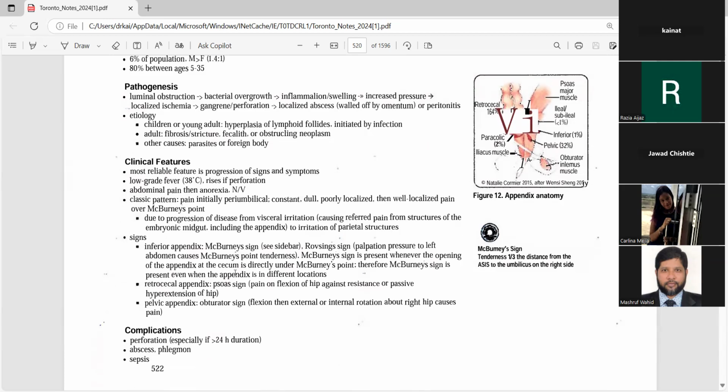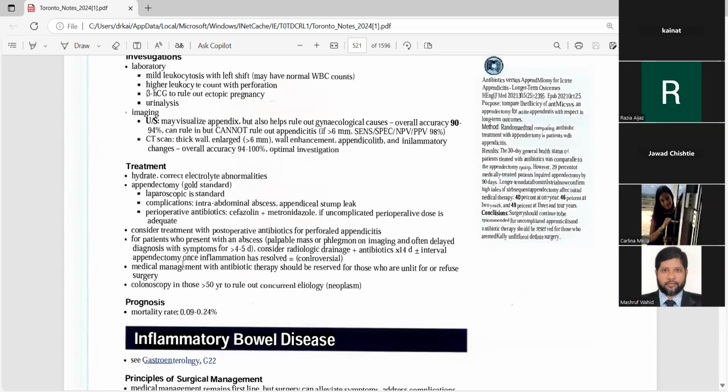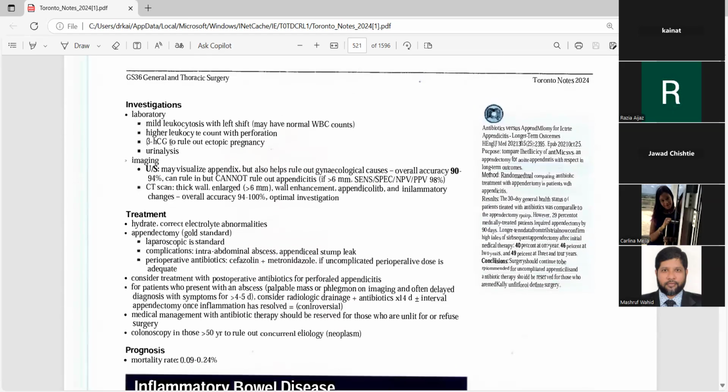Then the McBurney sign, Rovsing sign, rebound tenderness, psoas sign, obturator sign, those are the main important signs. And then complications: perforation, abscess, and then sepsis. And for the question I said right away, you can start with the leukocytosis and then beta HCG to rule out ectopic pregnancy, urine analysis, and then ultrasound, which is basically not done. The ultrasound is not very common, then go for CT scan. It's the CT scan that we usually do here.